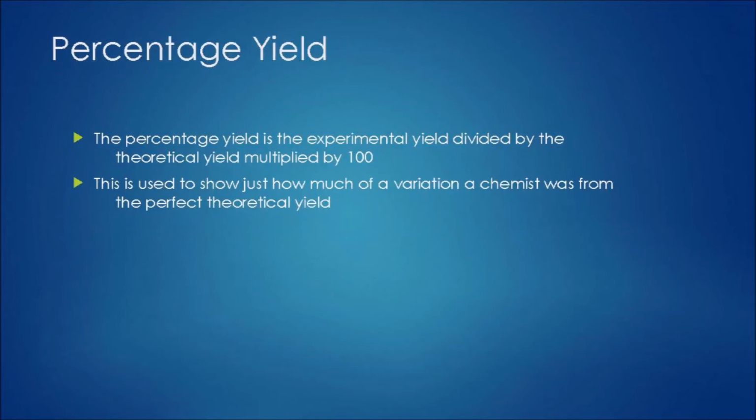And the concept that unifies both the experimental yield and theoretical yield together is the percentage yield. Percentage yield is the experimental yield divided by our theoretical yield multiplied by 100. This is used to show us just how much variation the chemist was from the perfect theoretical yield.